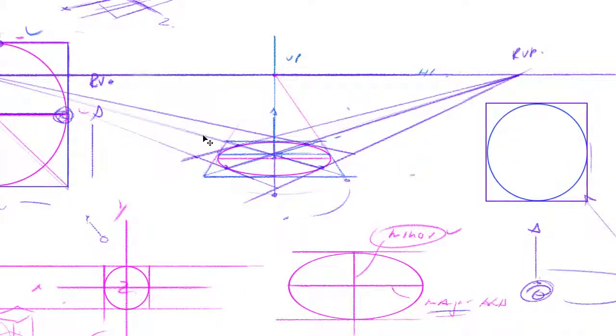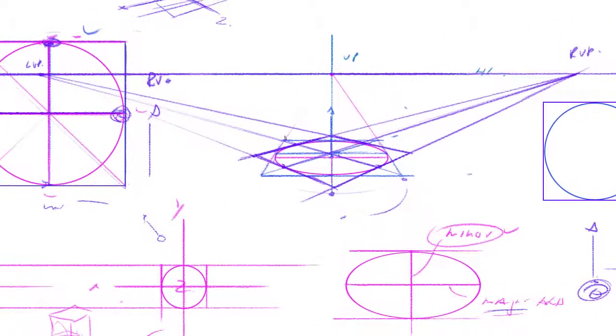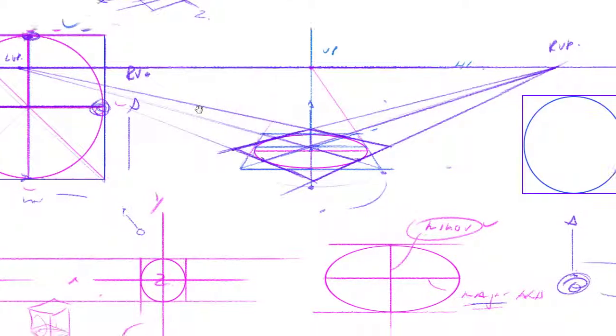Okay, so let me try to get this to be a little bit more visible. Alright, and the only thing that I did was I was just looking at the relationship between the circle and the square and the side and this orthographic view, this draft view, and the perspective.